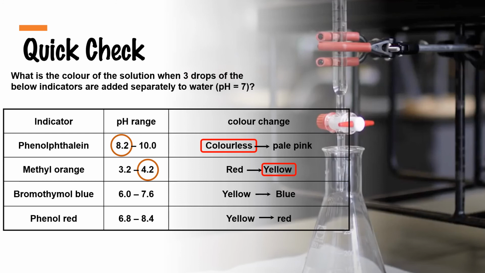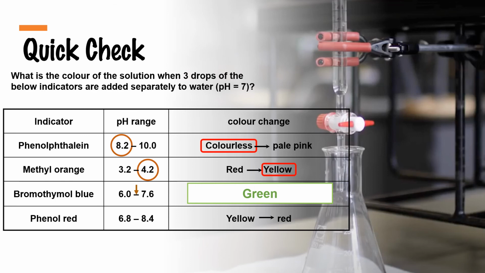Next, the bromothymol blue has a color change of yellow to blue. Again, the pH of the water is 7, which is in between the pH range of bromothymol blue. Hence, the color of the solution should also be in between yellow and blue, which is green.